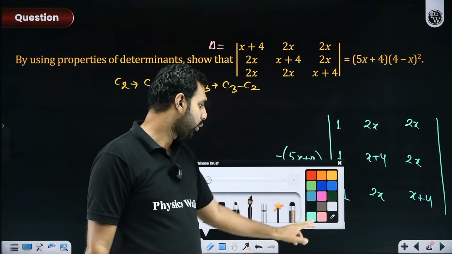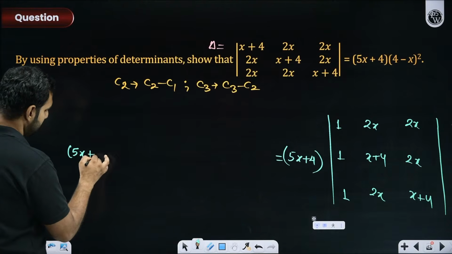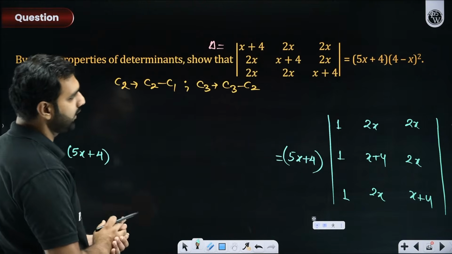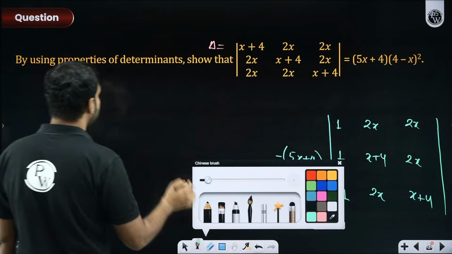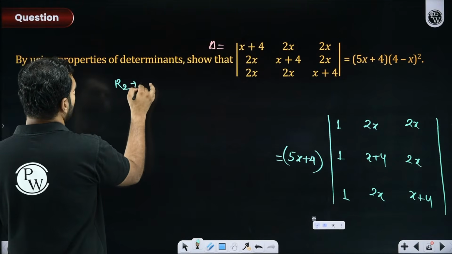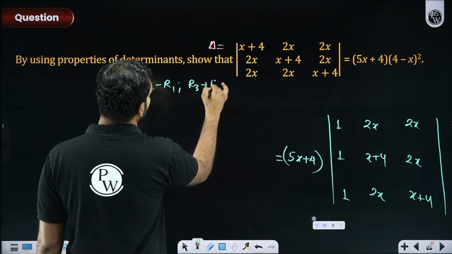So with that, 5x plus 4 stays outside, that you don't touch. I'm really sorry, I'm making a mistake. It's not column, it's row. I'm really sorry, I did not notice. So with row 2, I'm doing row 2 minus row 1. And with row 3 also, I'm doing row 3 minus row 1.